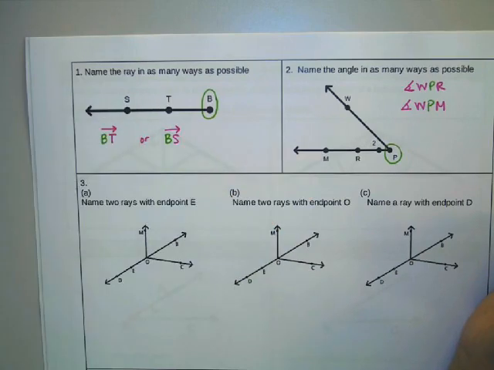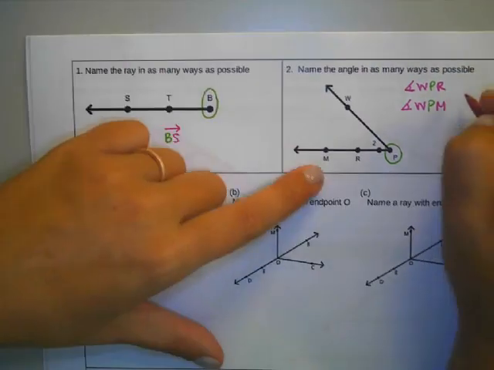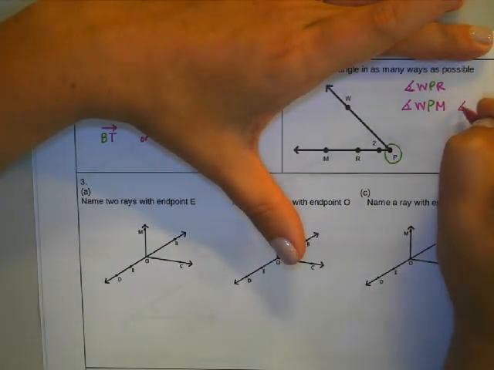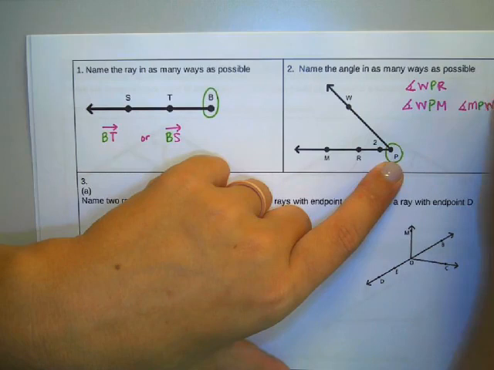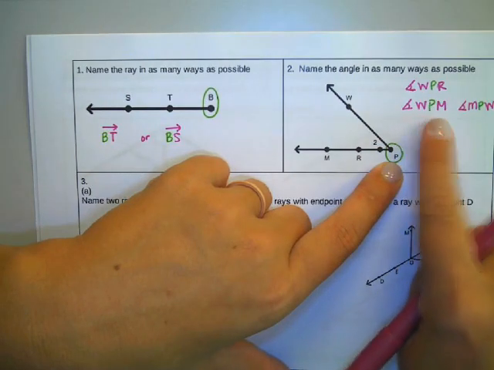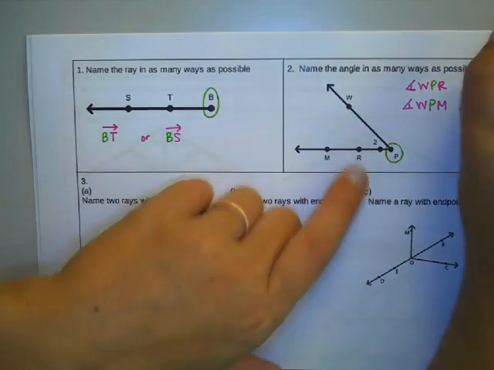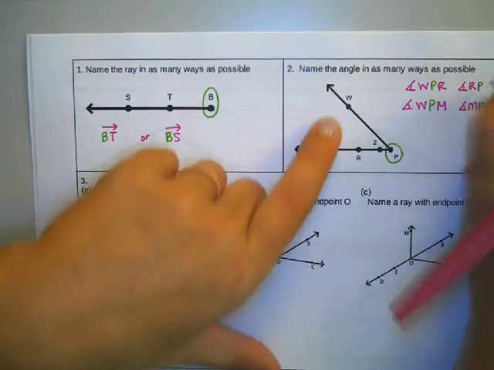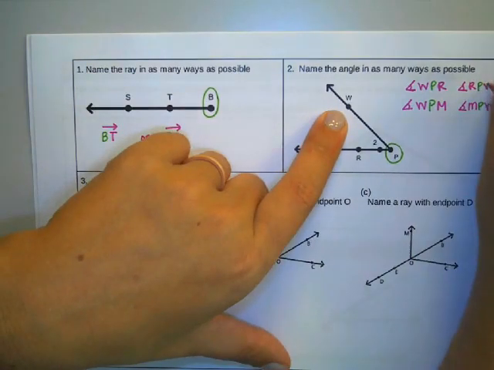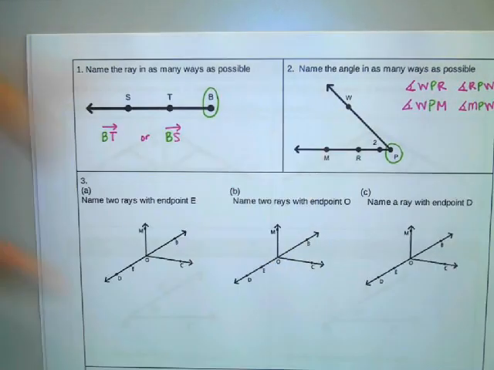I could also start from the other end, so I could start from M, and I could call this angle M, P, W, which you'll notice is just the reverse of these letters. Or I could start from R, and I could call this angle R, P, W, which is just the reverse of these letters.